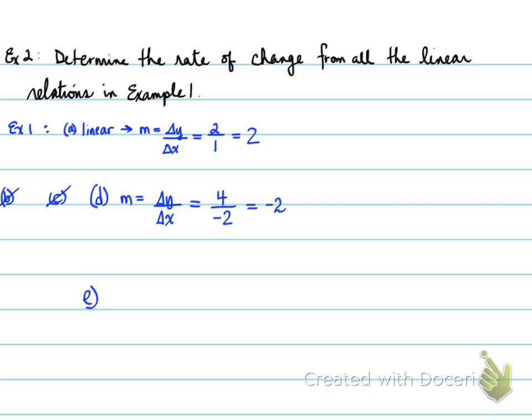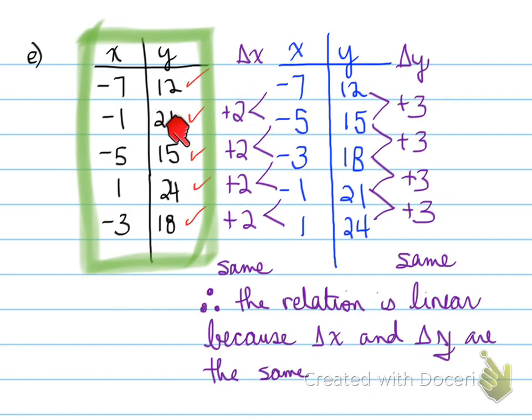What about example E? Do you remember if it was linear? That's right, it was. Example E was linear. Let's look back at example E. Example E, we had to put in order, and once we put it in order, we found out that delta x were the same and delta y was the same. So example E was definitely linear. Let's determine the slope.